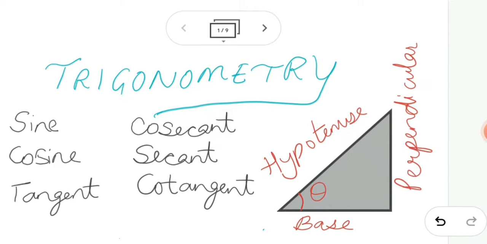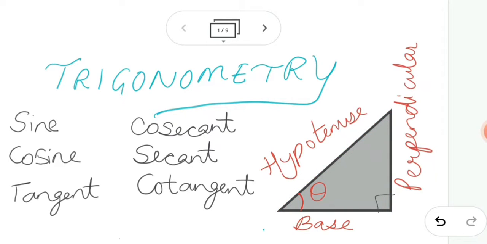Generally, we discuss about right angle triangle. Now you see that this is a right angle triangle. Suppose this is its right angle. Then this side is known as base, this is perpendicular, and this is hypotenuse.